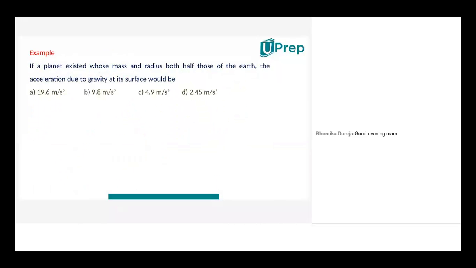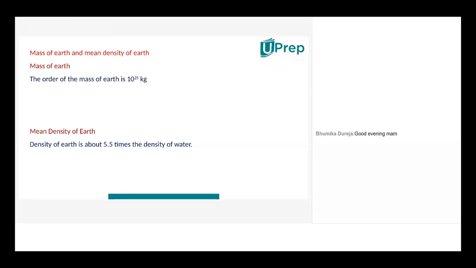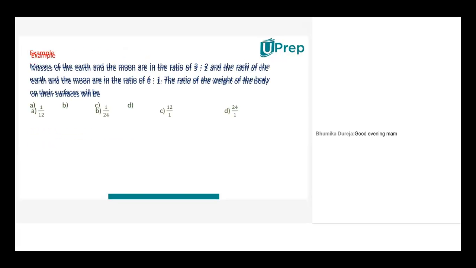If a planet existed whose mass and radius are both half of those of the earth, the acceleration due to gravity at its surface, we are calculating by considering M to be M by 2 and R to be R by 2. These are the values to be remembered. Mass of the earth is of the order 10 power 25 kg and density of the earth is about 5.5 times density of water.